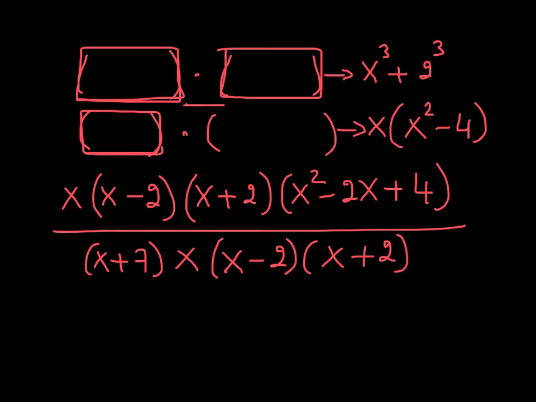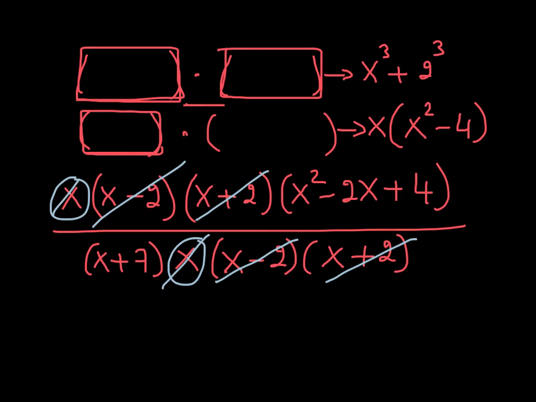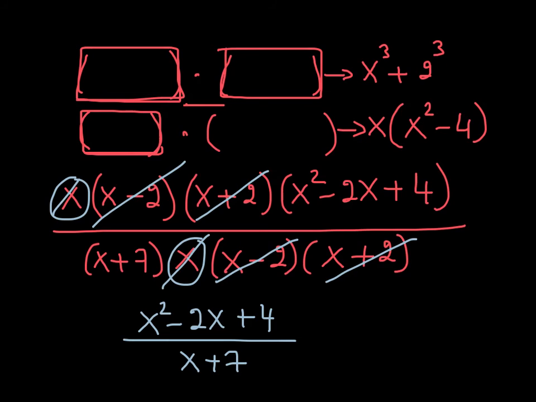Alright, now that we've factored everything, let's reduce factors. The factors that reduce: x minus 2 and x minus 2, x plus 2 and x plus 2, and the x over here and the x over here cancel as well. And now what do we have left? We have x squared minus 2x plus 4. This is a quadratic that does not factor. We cannot reduce terms. None of those can reduce anymore. We're done. That's our answer.